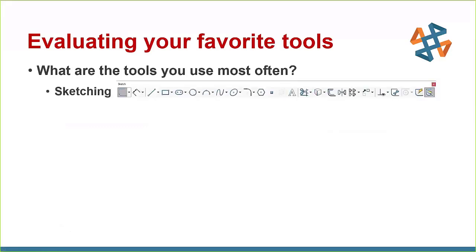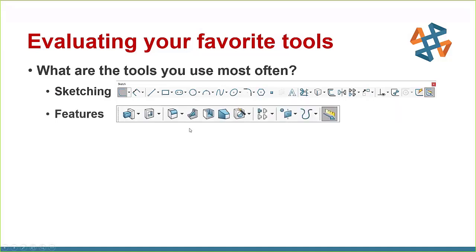So let's take a look at the tools that we use the most often. In sketching, we use a lot of these tools pretty regularly. I use the line tool, the rectangle tool, and the circle tool more than practically anything else. I use the trim tool and the convert entities and the offset entities quite a bit. Okay, so these are tools that I use a lot.